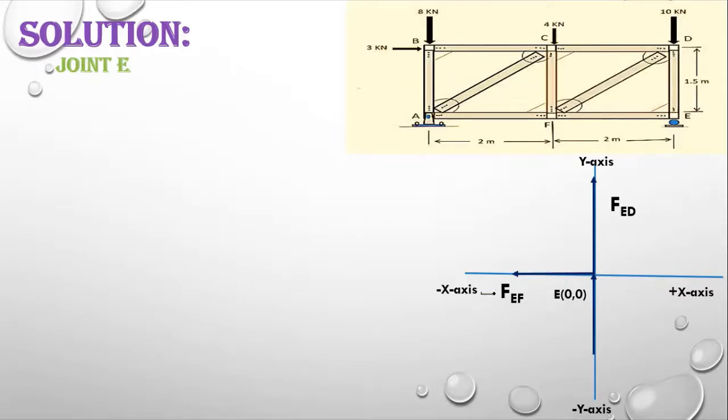I wrote in the equation. There is a vertical support reaction, that is EY equals 13.125, which we have already calculated in the earlier slides. So we are going to sum up horizontal forces and vertical forces.